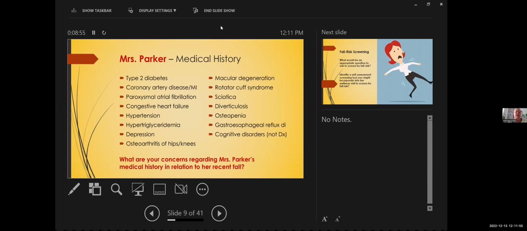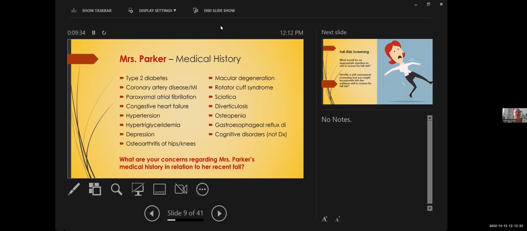Atrial fib, I would agree. The vision changes. We use our vision a lot, especially as we age. Vision becomes more of a primary resource because we have decreased sensory input and a decreased vestibular system. Osteoarthritis, if it slows her down and she's moving less or is more restricted. I would agree with the congestive heart failure also. Cognitive issues, because maybe it could be a safety factor. Maybe she's doing things that are creating the falls.